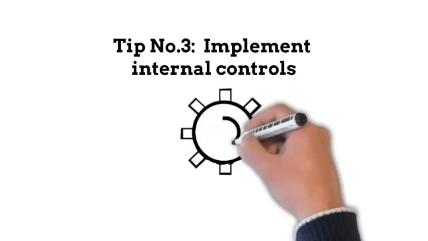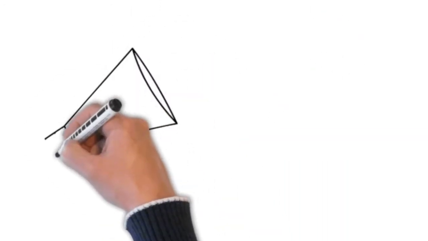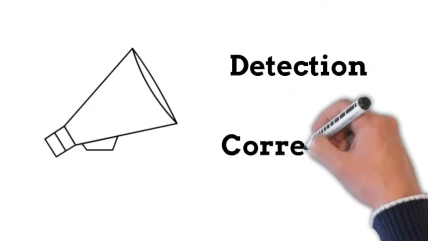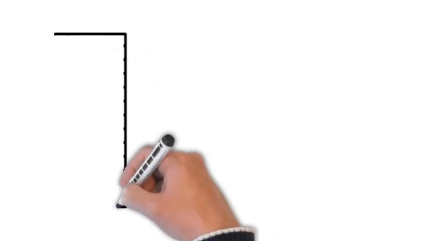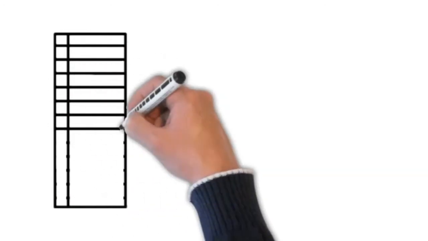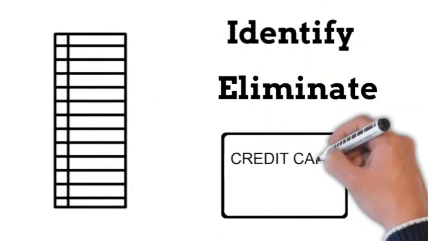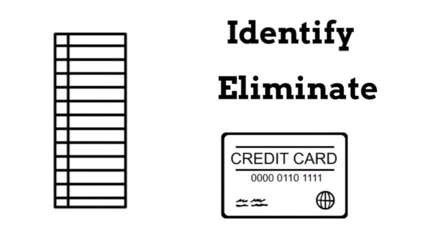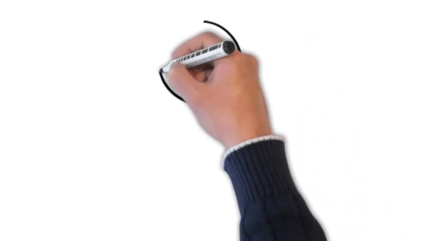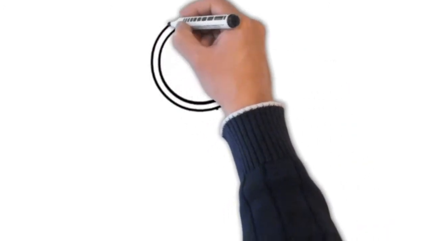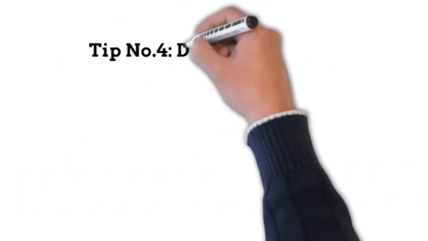Tip number 3. Implement internal controls. Implement procedures that can aid in the detection and correction of accounting mistakes. Monthly bank reconciliations, for instance, will allow you to identify an issue and eliminate it from your books. The same holds true for credit card bills. Review them each month to ensure that your accounting system accurately reflects the charges.